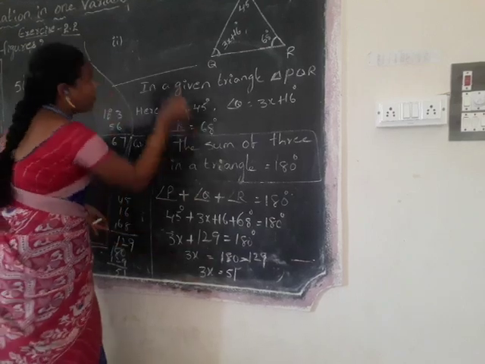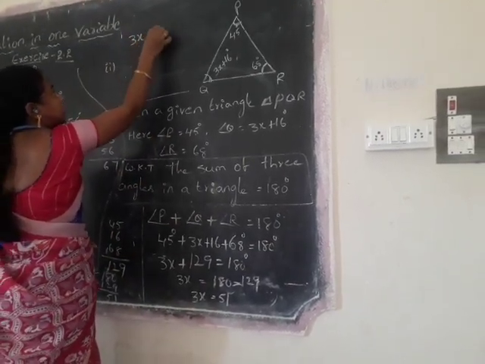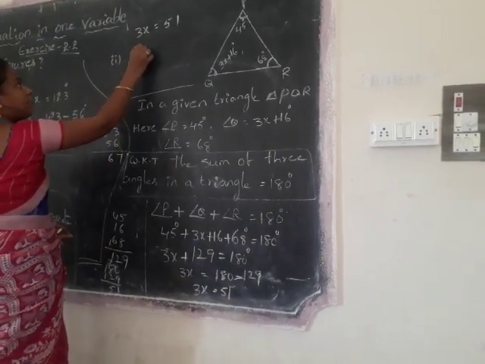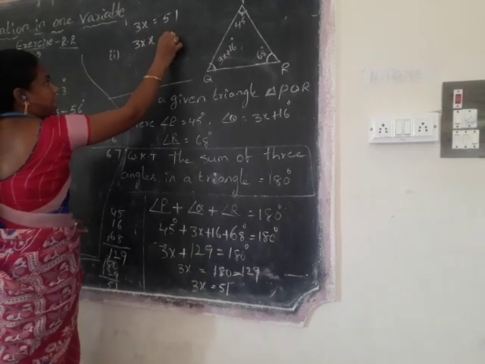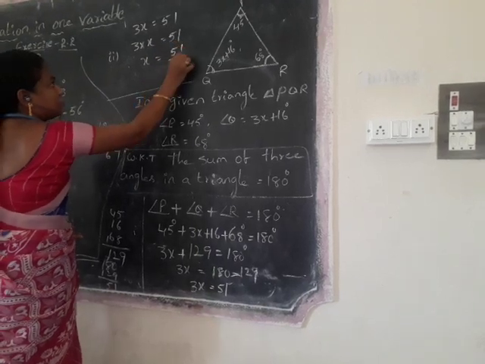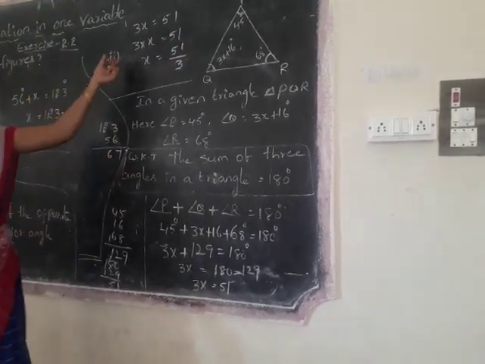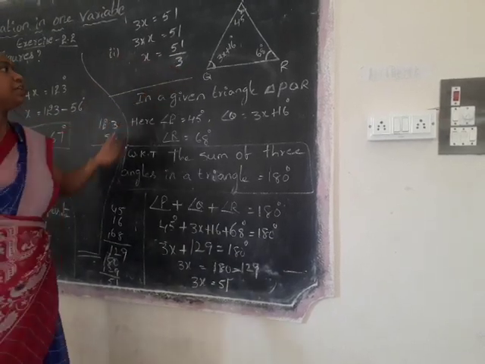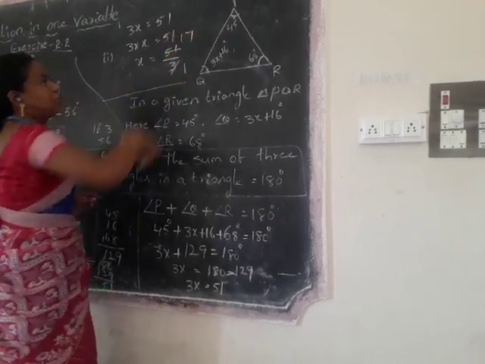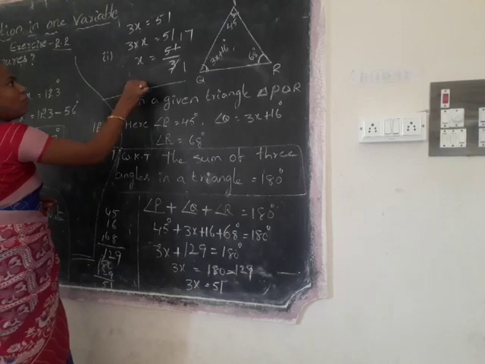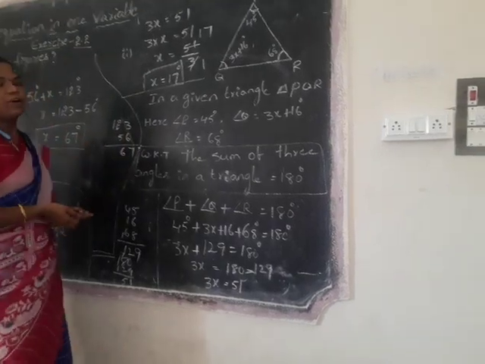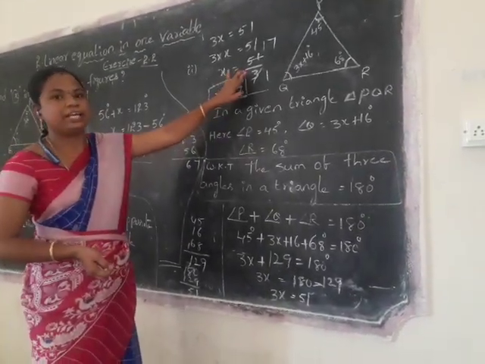Look at the board. The resulting equation is 3x equal to 51. Here 3x can simply be written as 3 into x. So the multiplication by 3 transposes to division. 3 ones are 3, 3 fives are 15, 3 sevens are 21. So the x value is 17 degrees.